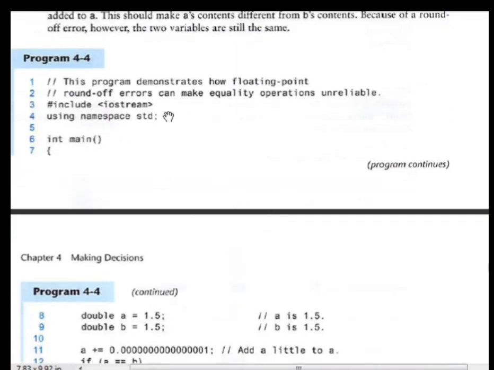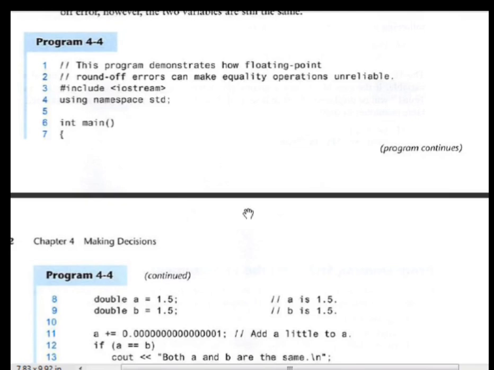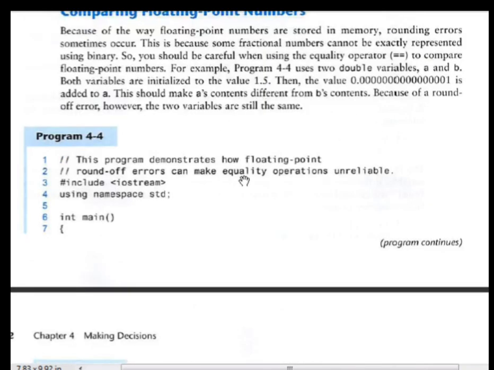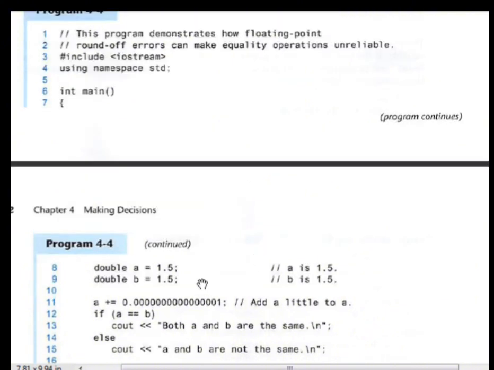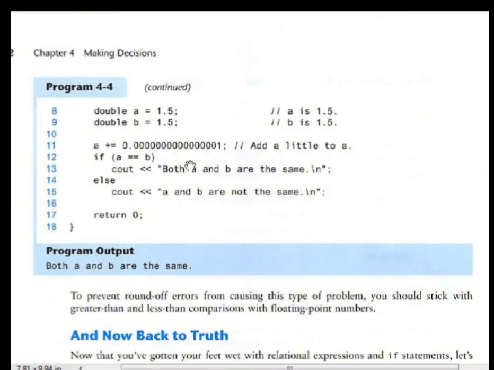And there were a couple of questions regarding this program as well. This is not such a big issue, but again, let's discuss that before moving forward. He has declared two variables here, double type a and variable b, both contain 1.5, and he has added a very small value into the variable a. So one should assume that now the variable a should be different from b because we have added some value into it, albeit a very small one, but it should now be different from b.